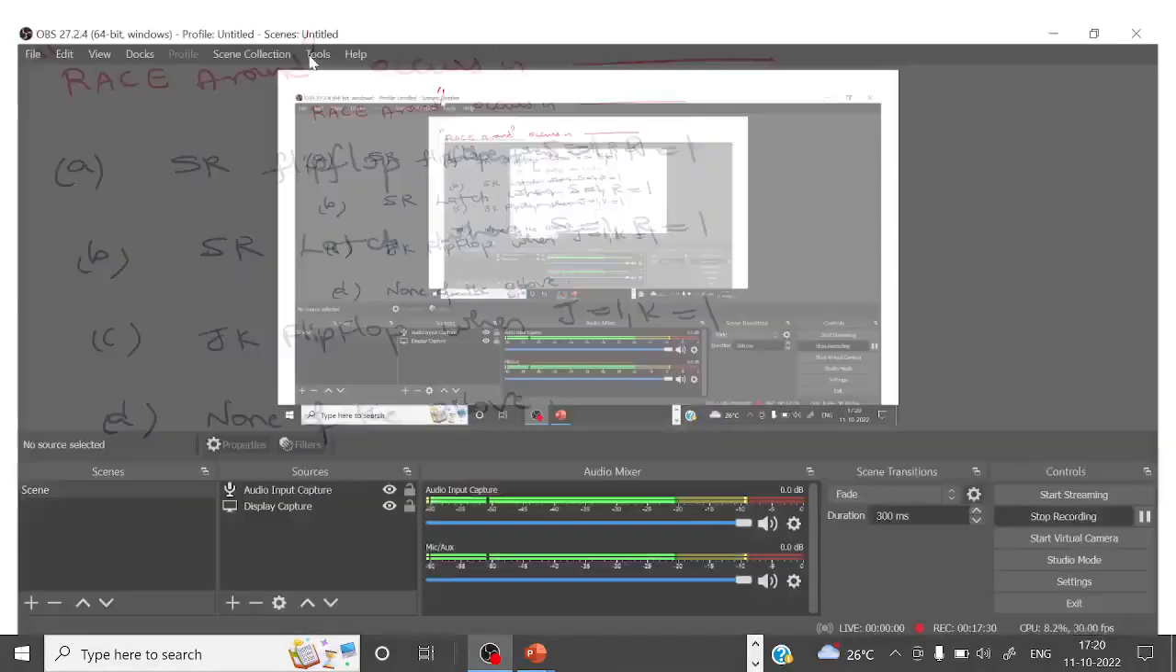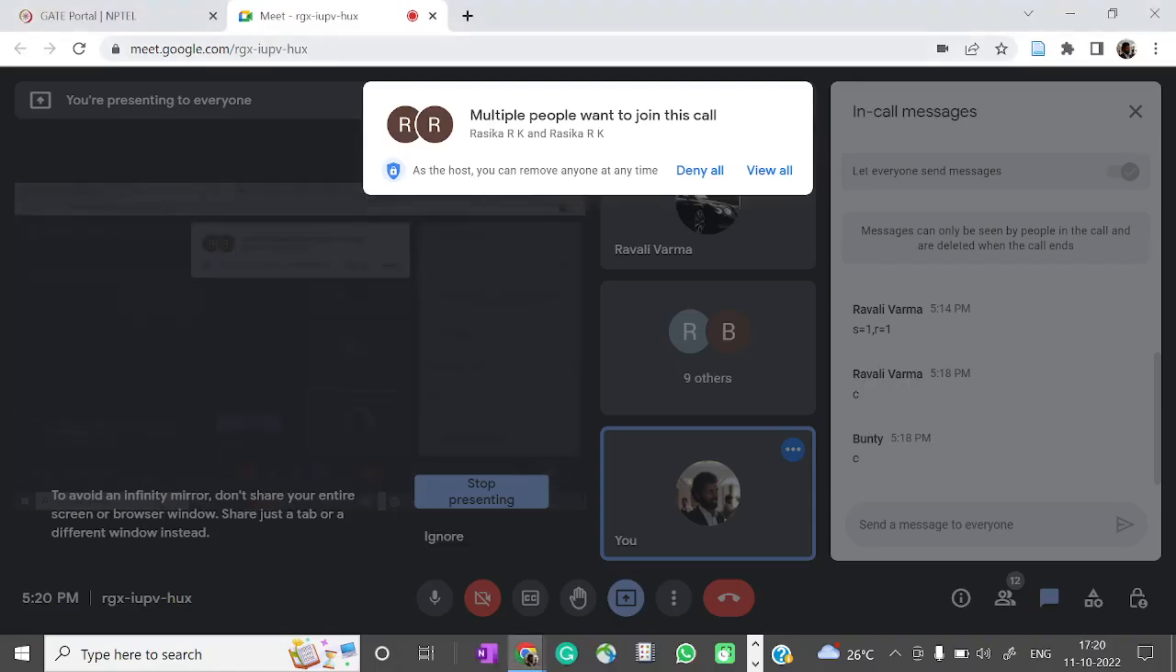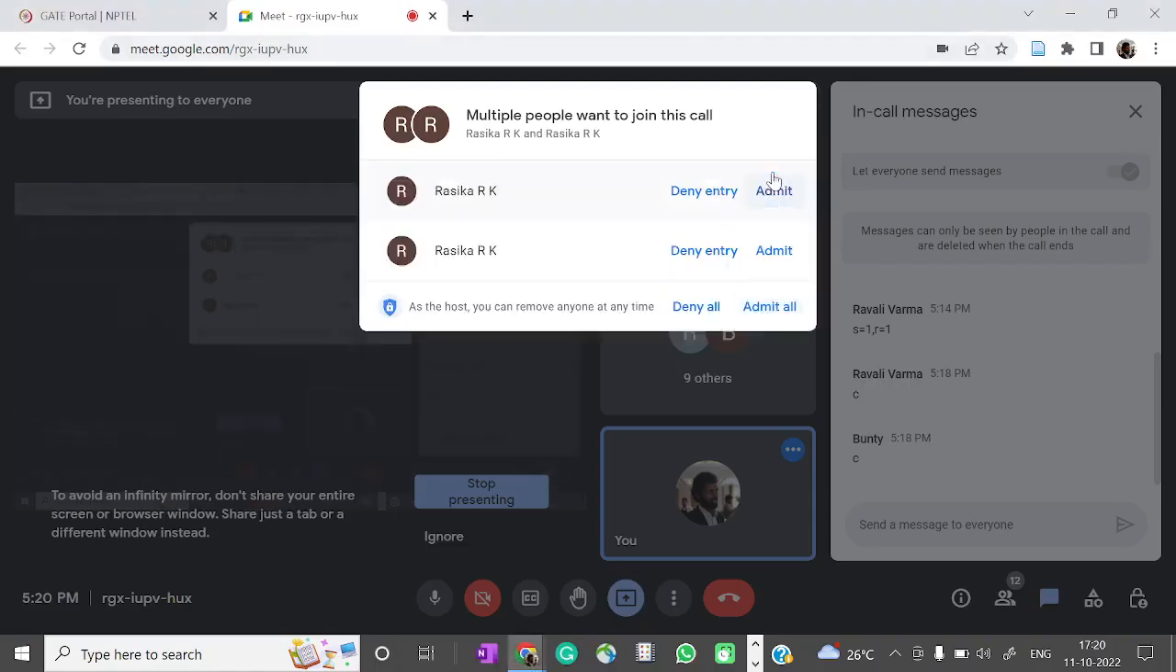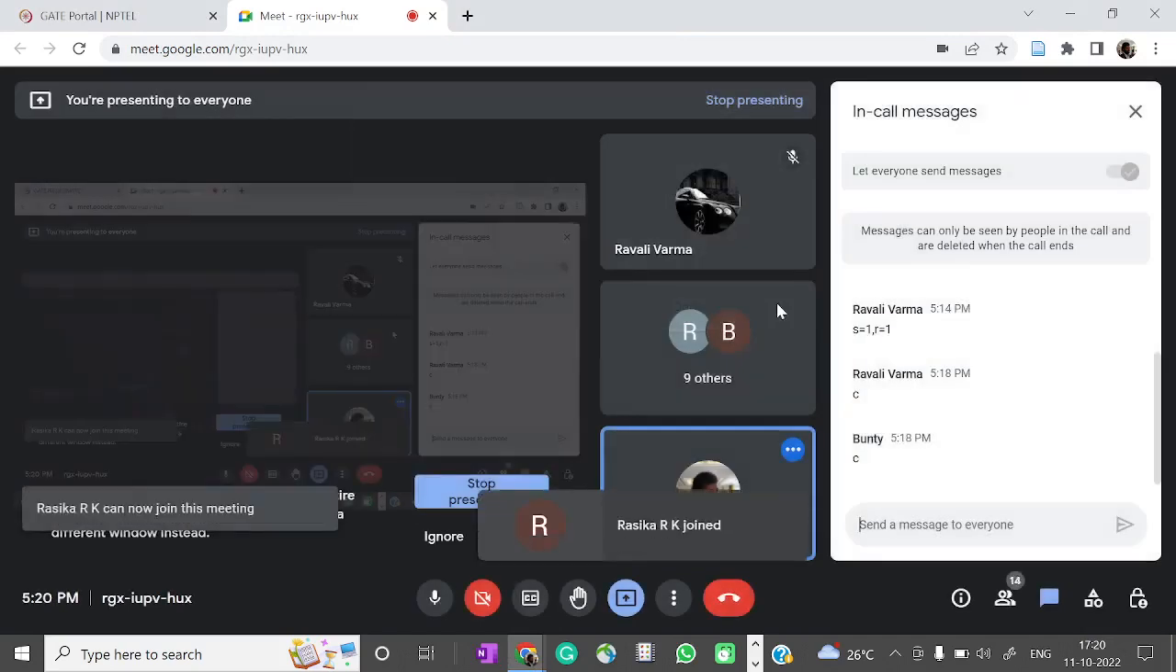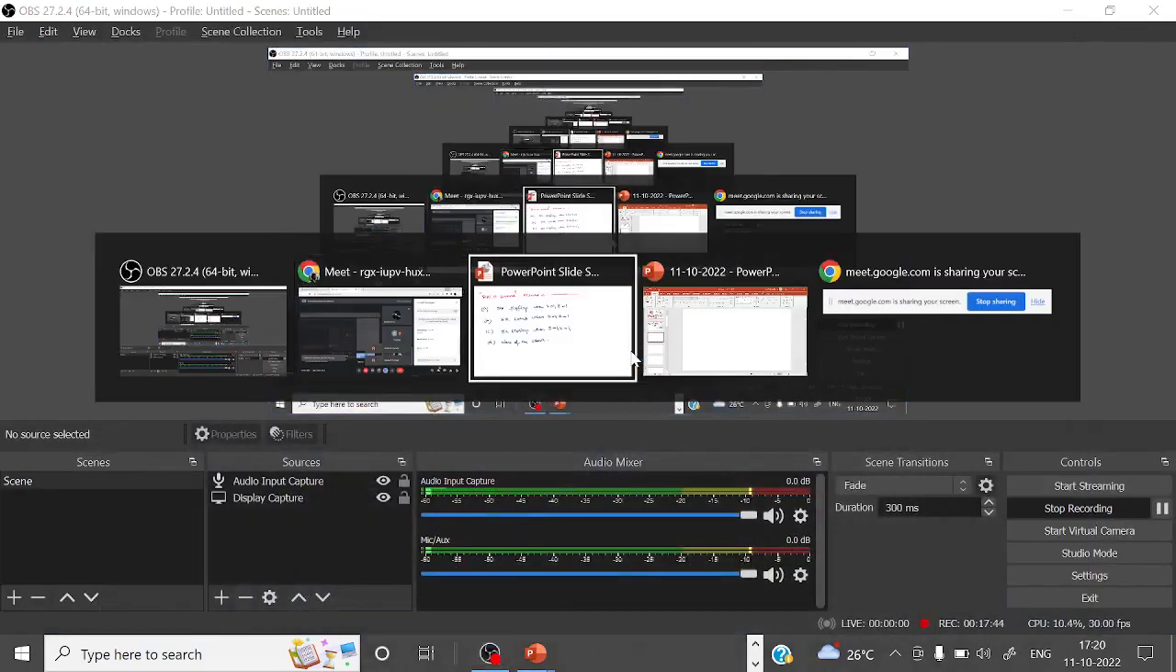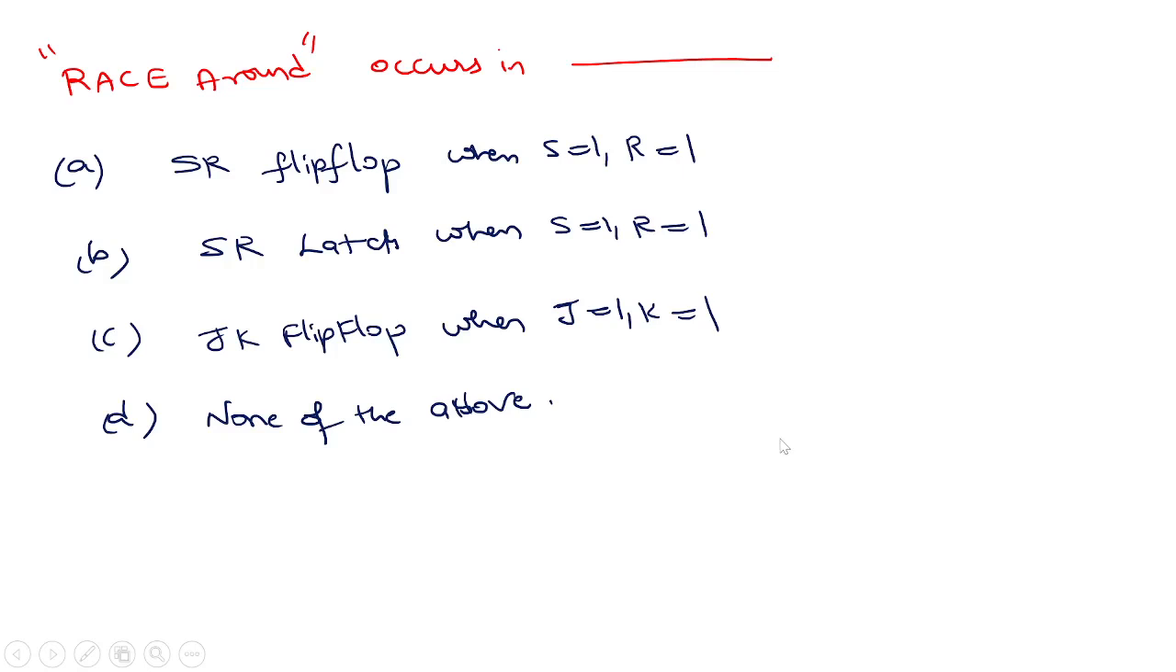Anyone got the answer? Option C. If we look at it carefully, yes, option C is right. But we have already discussed that J equal to 1, K equal to 1 will give Q bar. But I didn't discuss this because I was waiting for this to happen.